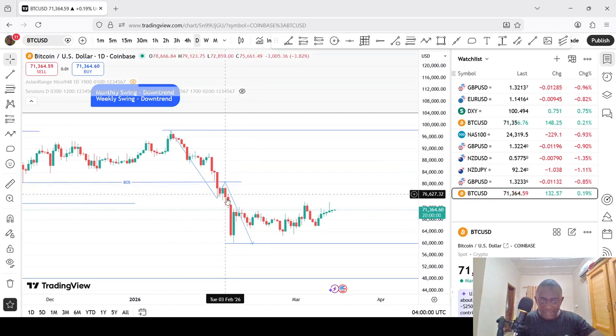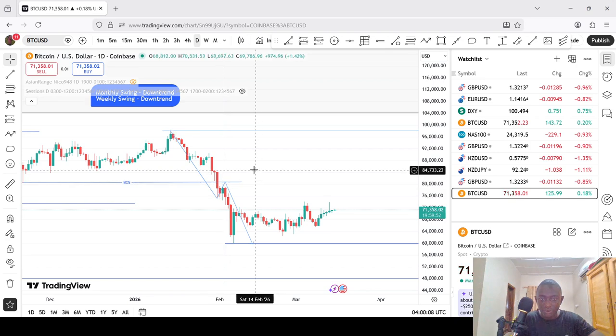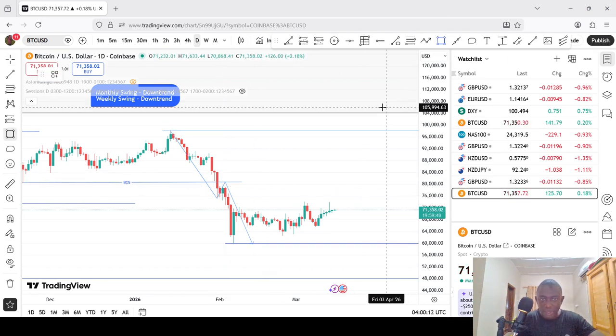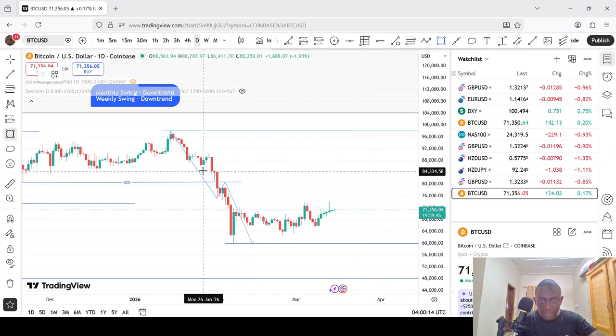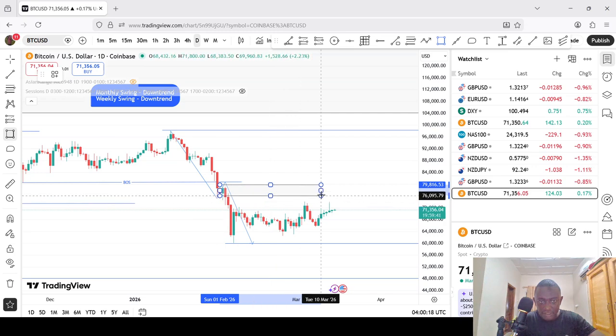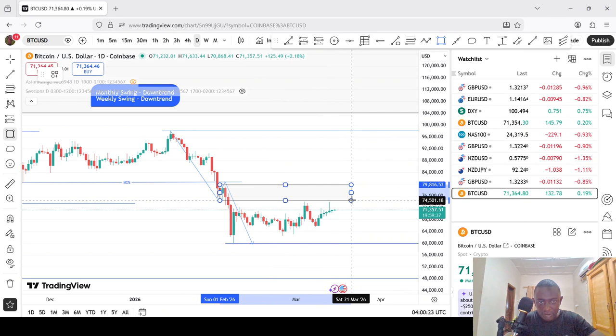This is the swing, and this is the latest strong high that is expected. This point shouldn't be broken, and because of that, we have to draw our supply zone here. We have to draw it here like this.